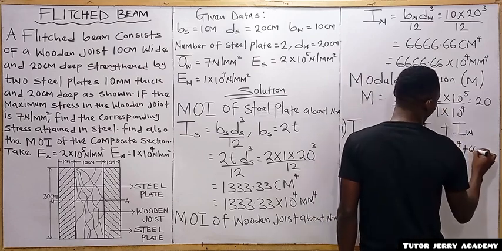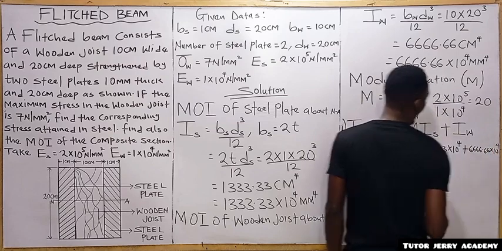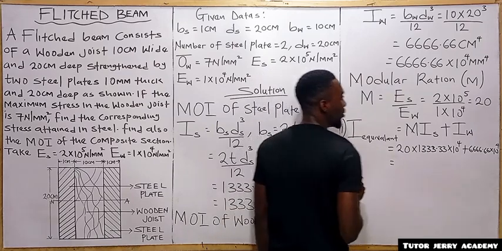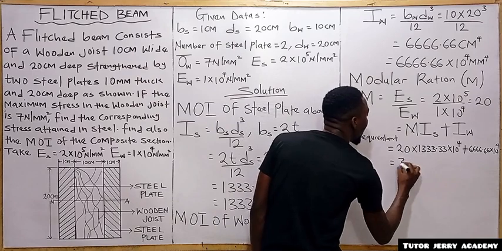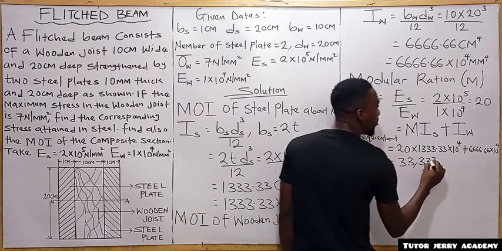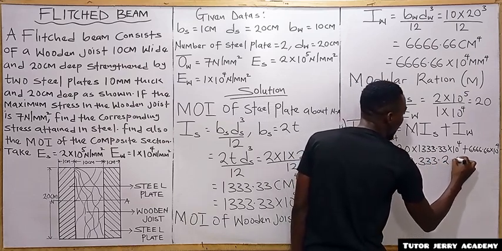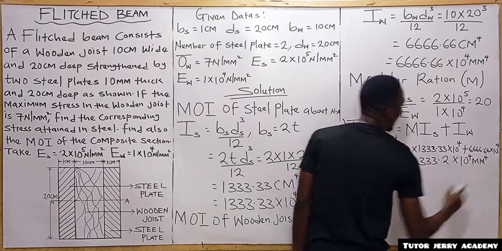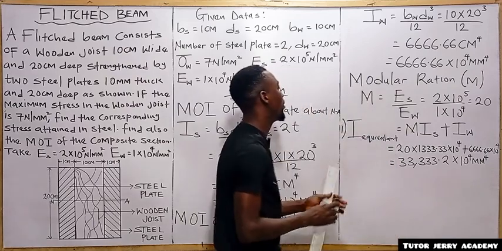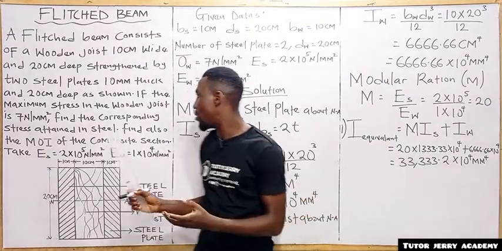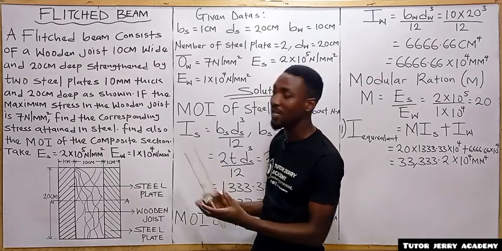So we are going to have 6666.66 times 10 to the power of 4. All right. So if you add this all together, you are going to have 33,303.2 times 10 to the power of 4 mm to the power 4. All right. So this equivalent moment of inertia is also known as the moment of inertia of the composite section.